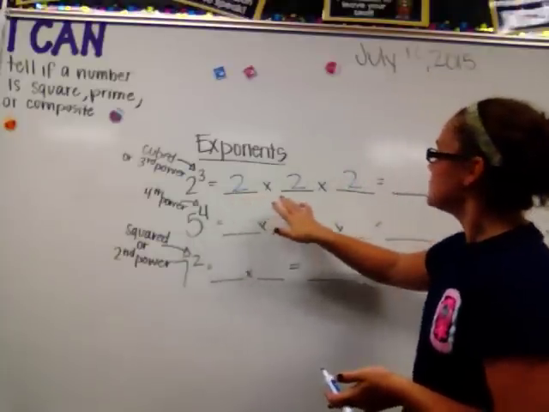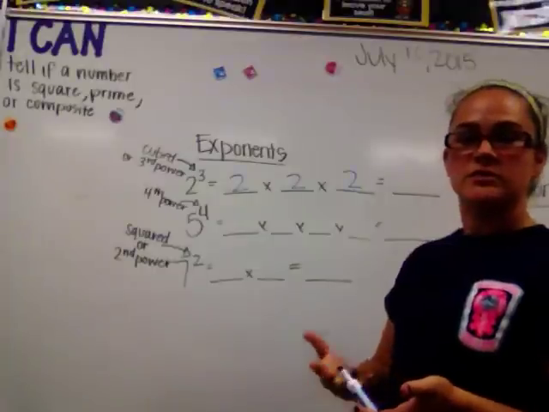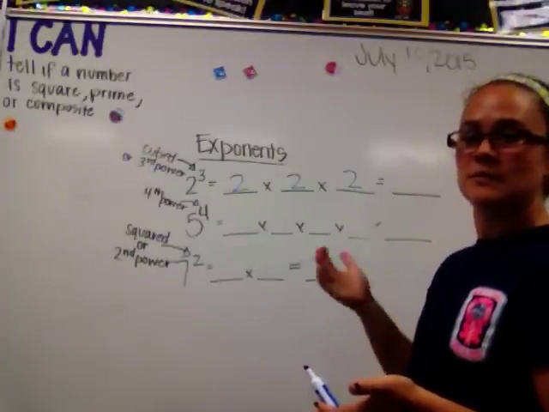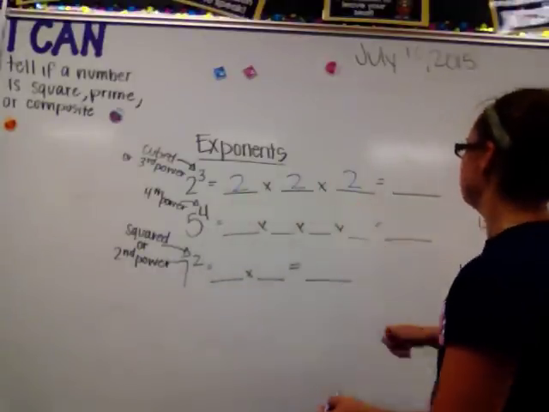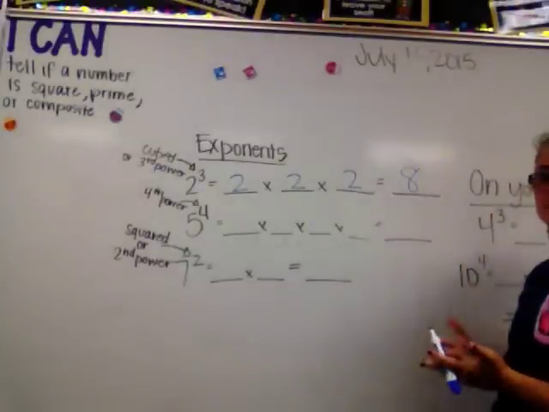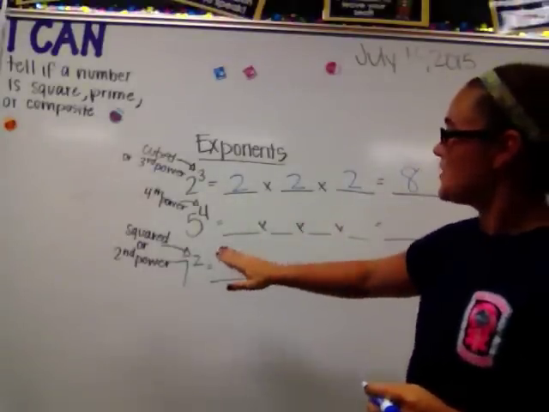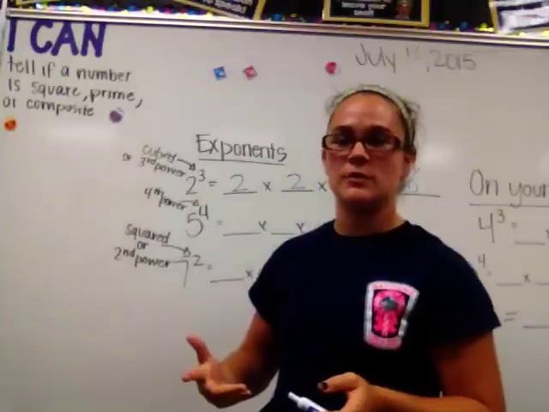So if I were to solve this, all I have to do is 2 times 2 times 2. So 2 times 2 is 4. Times 2 is 8. Easy peasy. So we're going to try one with a little bit bigger of an exponent.